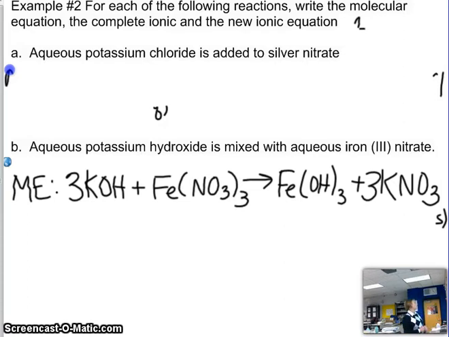So we're balanced. Okay, we're going to now write the complete ionic equation. Remember where we break apart any strong acids, strong bases, or soluble ionic compounds. So pause the video now and see if you can come up with the same complete ionic equation as I do.